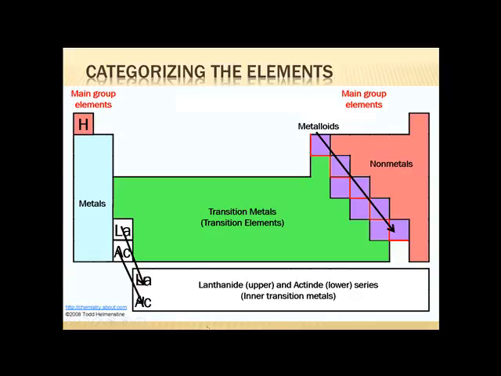We also have those inner transition metals, and that's an insertion into the periodic table. We pull them out and put them at the bottom because it would just make the periodic table too big to fit on easy sheets of paper.